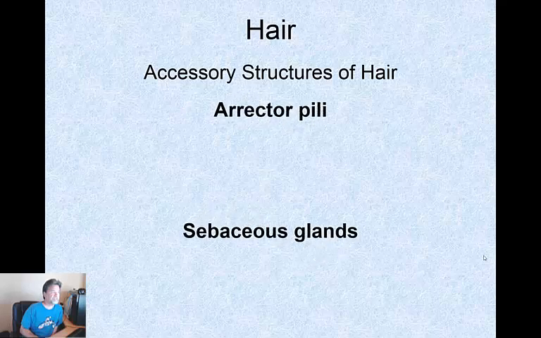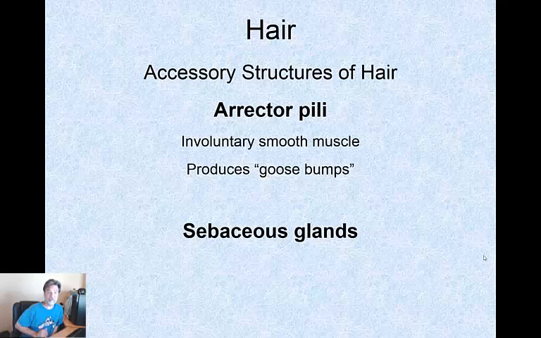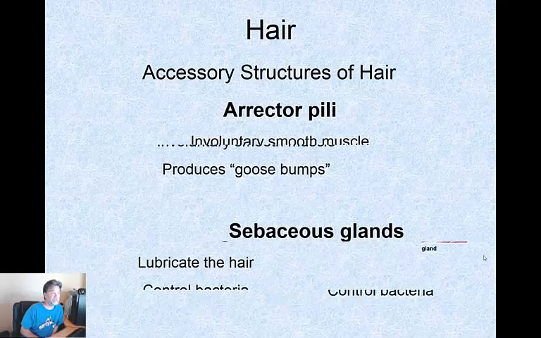All right, so what are some accessory structures of the hair? We see that there are erector pili and sebaceous glands. And erector pili are what are going to give you the goosebump effect, right? These are little muscles attached to each of your hairs, and these muscles will yank on the hair and produce goosebumps. And then the sebaceous glands are the glands that provide the lubricant for your hair to keep it soft, to keep it shiny, and in addition they also control the amounts of bacteria that might be present in that area.